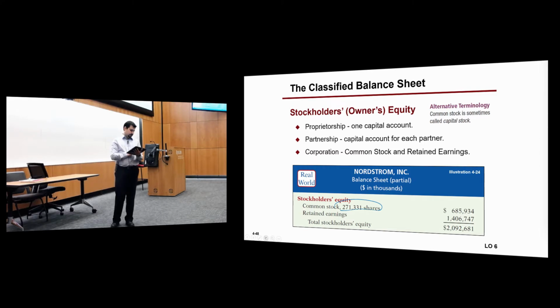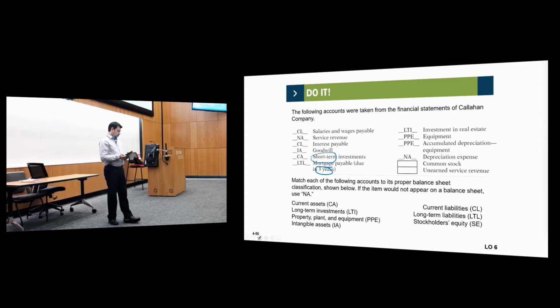Where were we? Here. Common stock, we said stockholders' equity, unearned service revenue. Current liabilities. Although it says revenue, it's not a revenue.